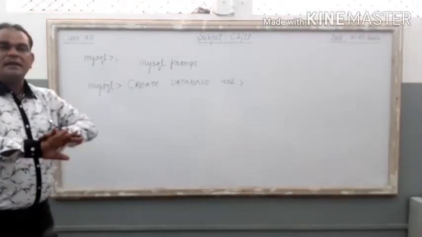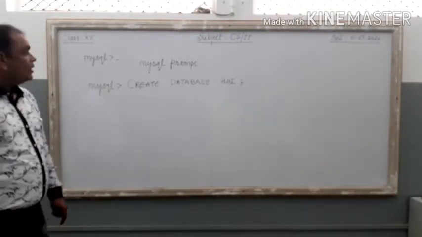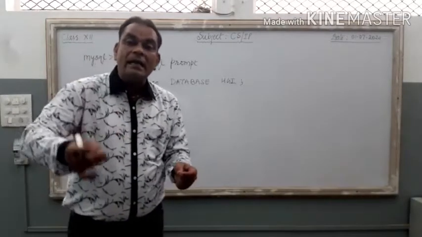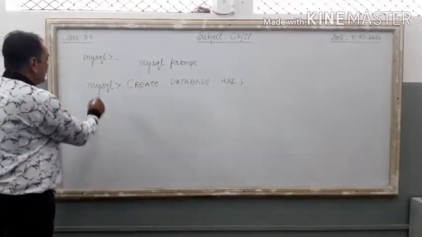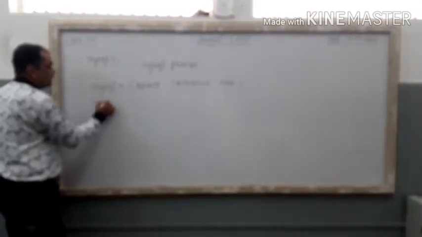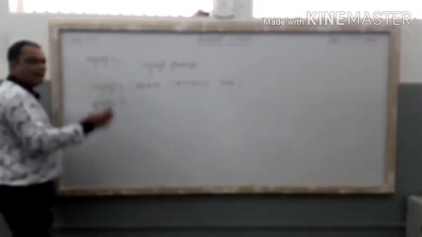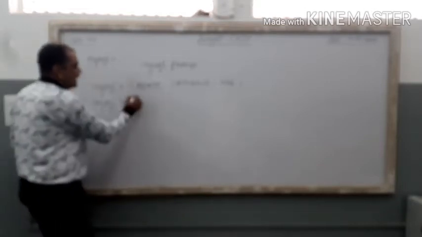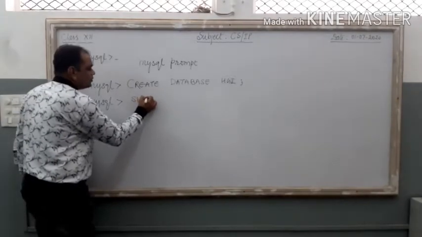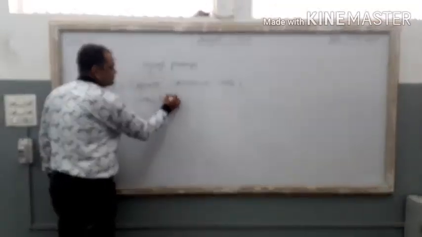Your database is created. Now if you want to see how many databases, how many containers are there in your MySQL, just write the next command. Here it is, the MySQL prompt again, you need not write it, it is there already on the monitor. And here I am going to write show databases.